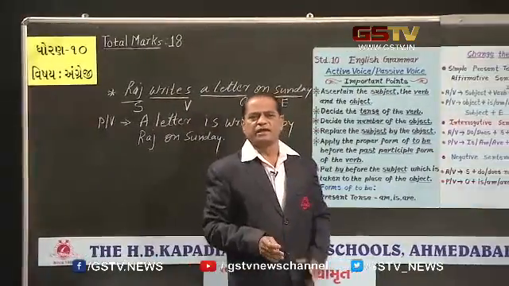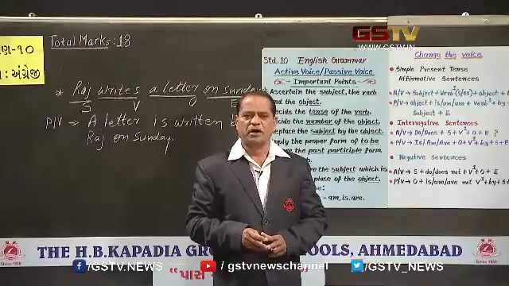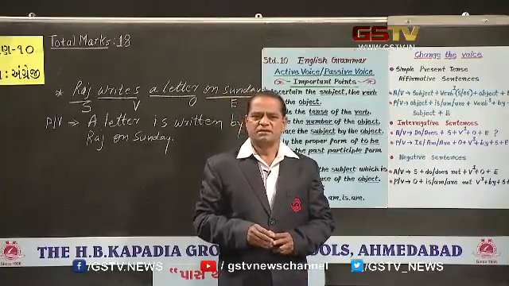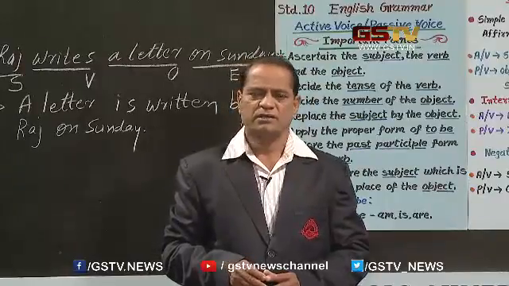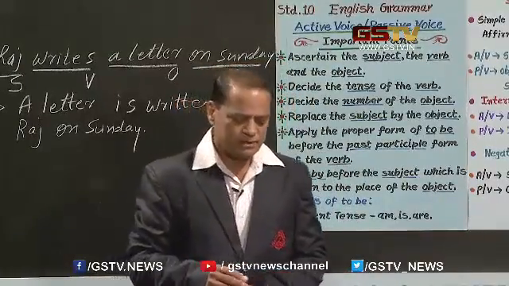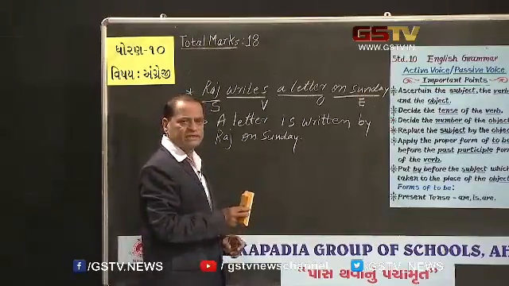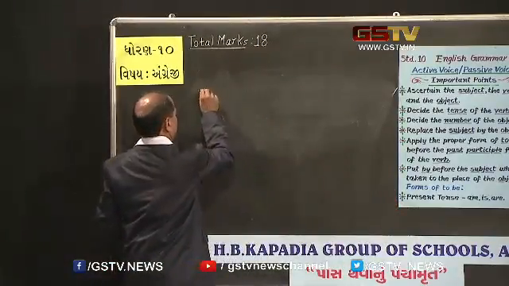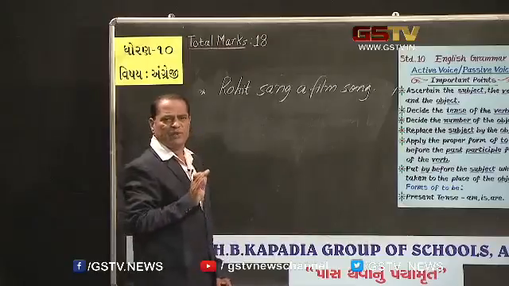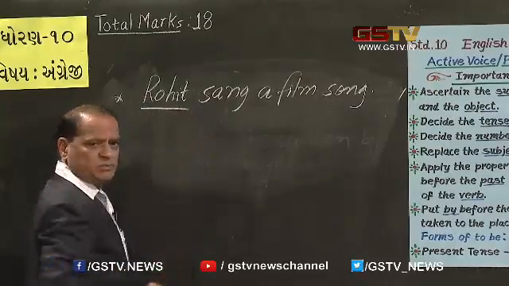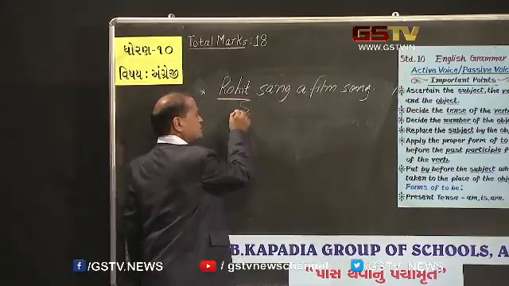Apart from this, when any sentence is given in past tense, we have to apply the right form of to be. In past tense the forms of to be are was and were. They are applied according to the object of the sentence. I would like to show that by giving an example: Rohit sang a film song. You see here, as I have told you, the doer is the subject. The doer is Rohit. Rohit is the subject.